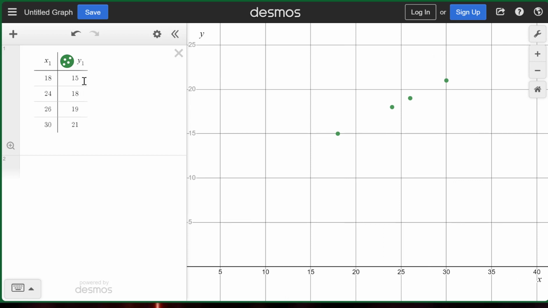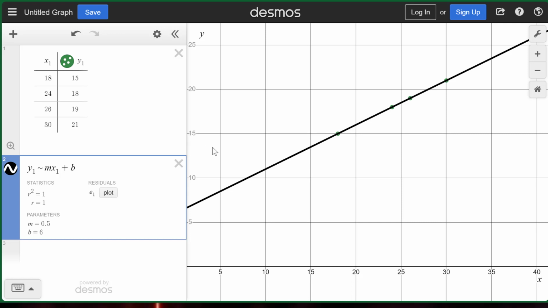In the table, I have 4 points. On the graph, I have 4 points. So en la tabla aquí tenemos 4 puntos. 1, 2, 3, 4. Y ahora en la gráfica tenemos 4 puntos. 1, 2, 3, 4. Step 3 is write the formula. This is a line, so the formula is y1 squiggly mx1 plus b. And now I have the line of best fit on the graph. Ahora tenemos la fórmula de line of best fit y en la gráfica tenemos la línea de mejor ajuste de los puntos en la gráfica.